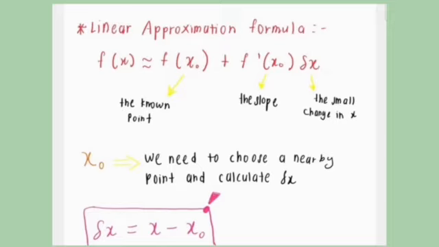Lastly, question 4. Use linear approximation to estimate the value of cube root of 63.99 plus 1 over square root of 63.99, correct to 3 decimal places. First, in this question, we need to use a linear approximation formula. A linear approximation formula is f(x) equals f(x0), which is the known point, plus f prime(x0), which is the slope, times the small change in x. We also need to choose a nearby point and calculate the small change in x. The formula for the small change in x is x minus x0.